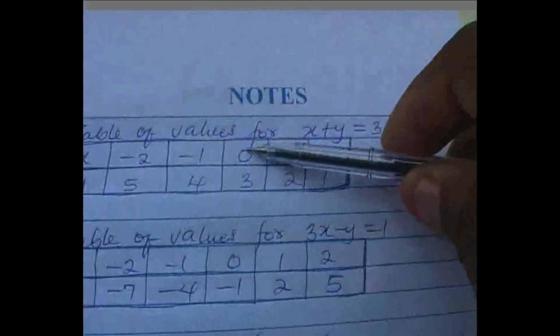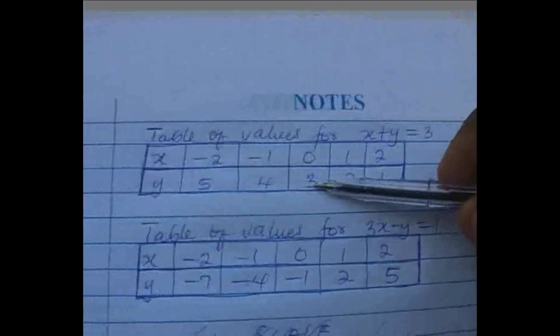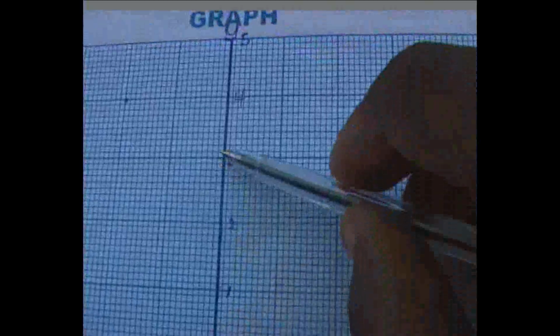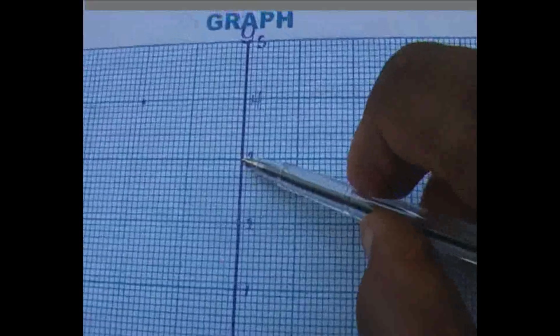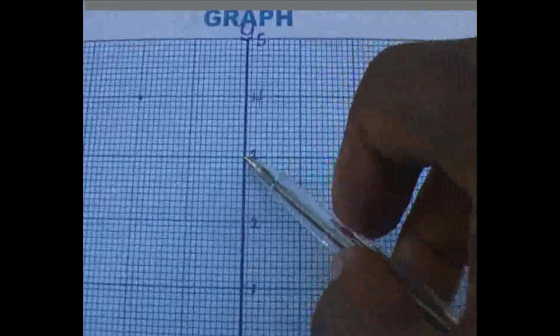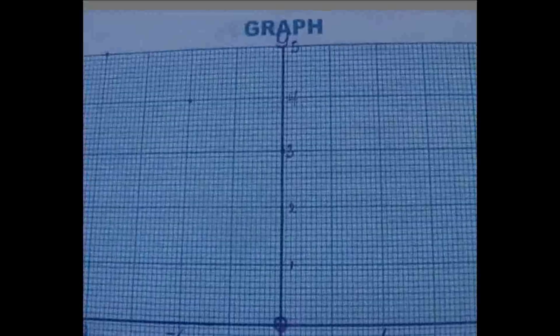Okay, the next value is 0. X is 0 and y is 3. X is 0 at this place and y is 3, and this is where y is 3. So the next point is this place. So put your point here. You can see the third point we have put now.